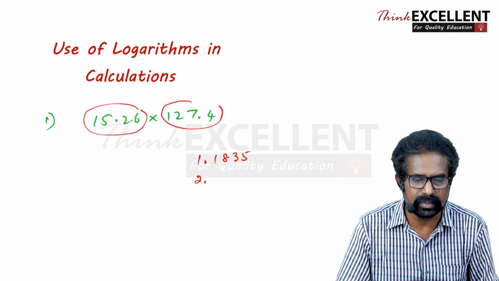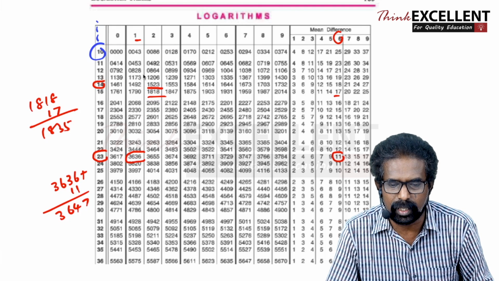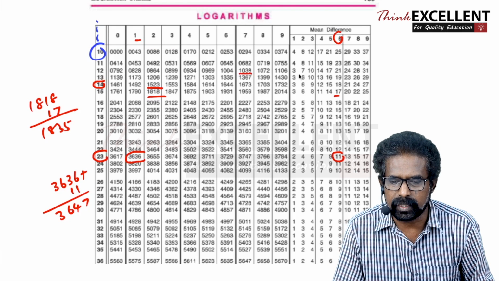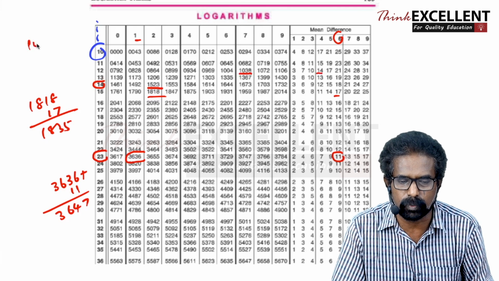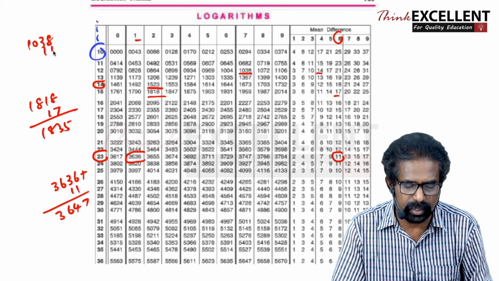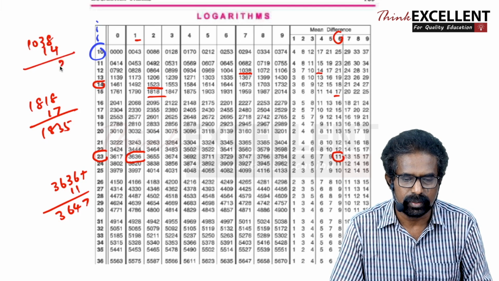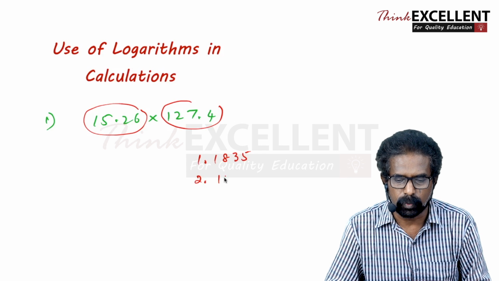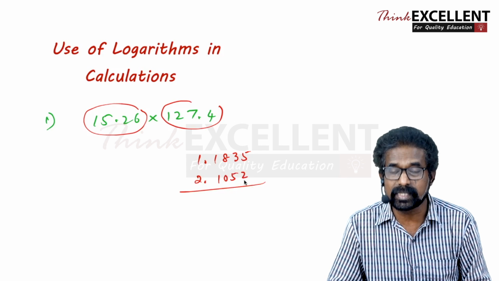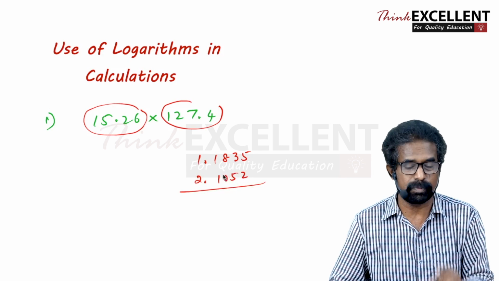Logarithm 1274, 1274. 12, 7, mean difference 4. So 4 means 14. 1038, 1038. That 14 you have to add it, right? So 2510, 1052 you are getting. The two answers you have to add it because it is multiplication.